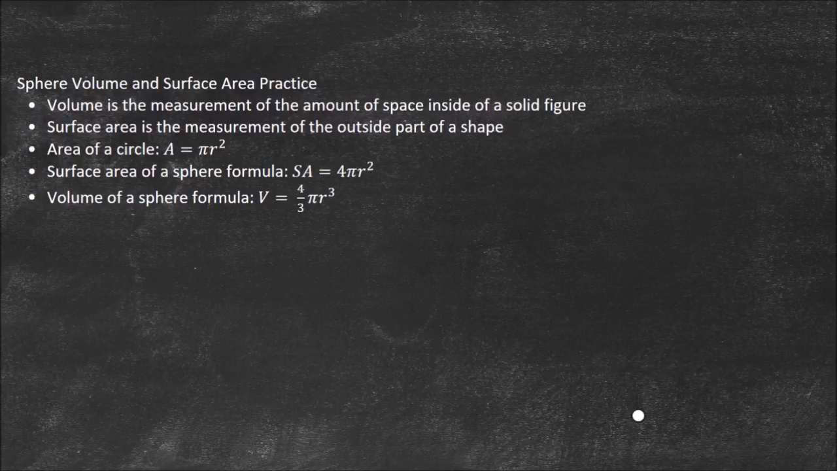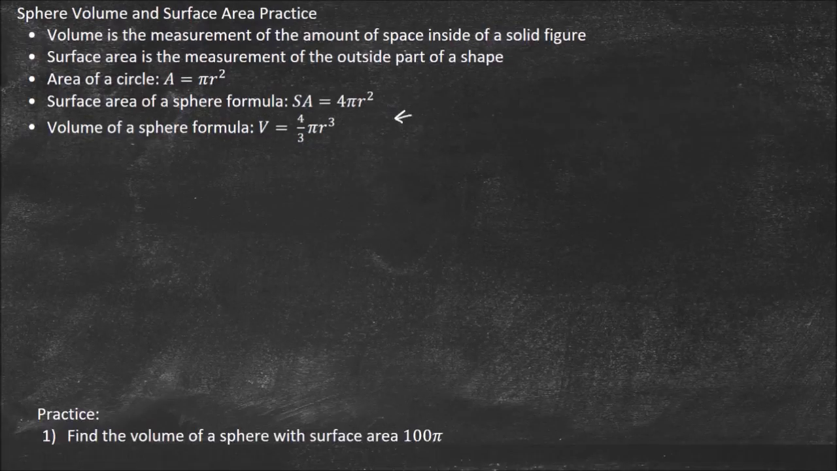So we've done the introductions to surface area, we've done the introductions to volume, and hopefully you've memorized these two formulas right here, and you obviously know the area of a circle formula, so that shouldn't even need to be mentioned. Now we're just going to apply those formulas. Remember, volume is the measurement of space inside a solid figure, whereas surface area is the measurement of the outside of the shape. So now let's get into it. 4 pi r squared and 4/3 pi r cubed. Those are the ones you've got to remember.